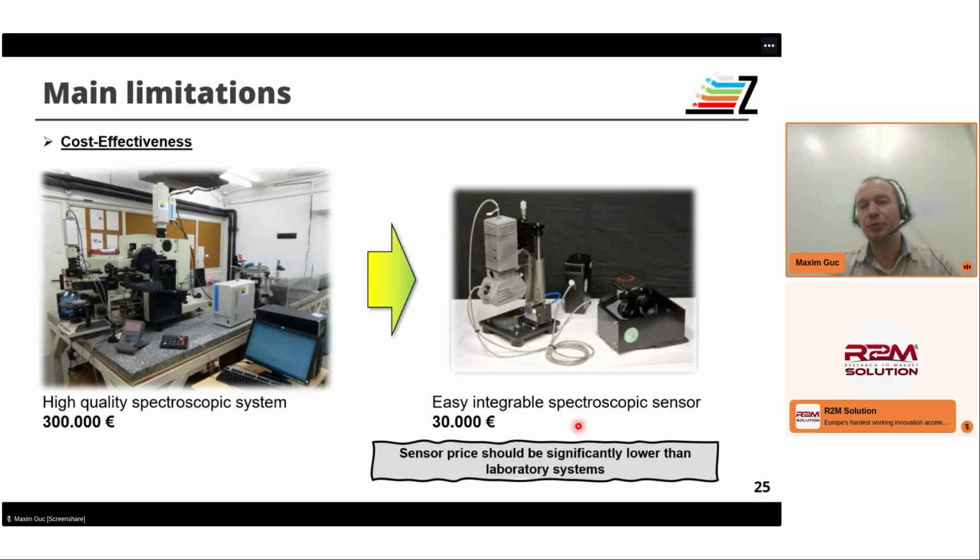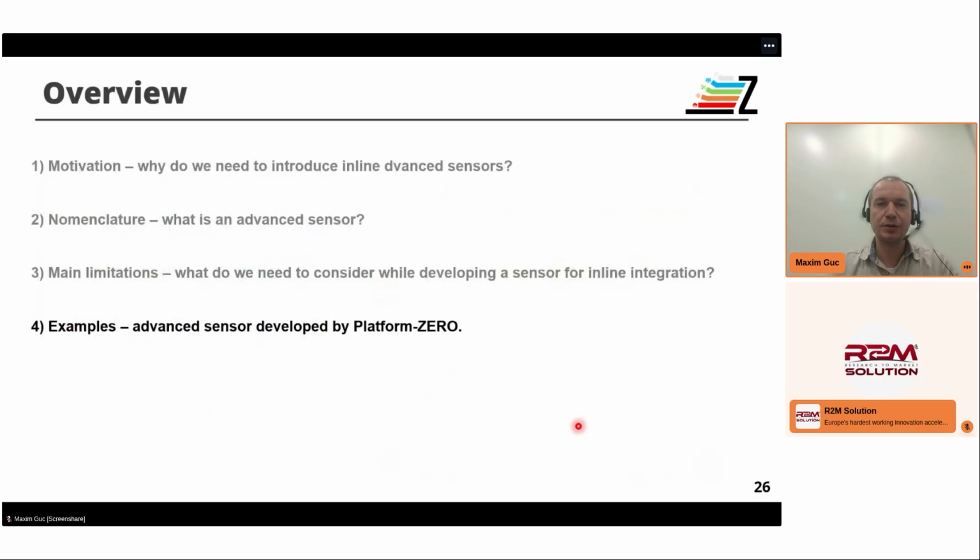So the price is very critical, and we should always take into account how to decrease this price in order to be more interesting for the industry to implement these sensors. And with this, I will come to the final part of my presentation. It's examples of the advanced sensors that we have developed inside the Platform Zero project.